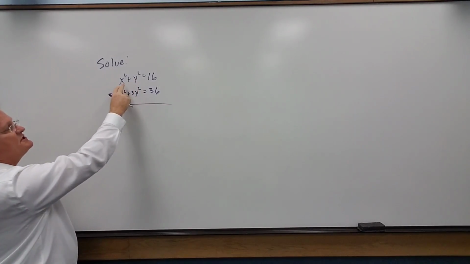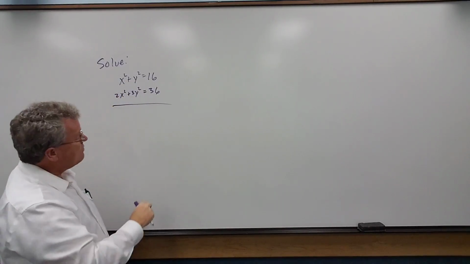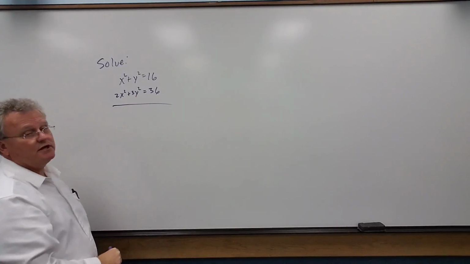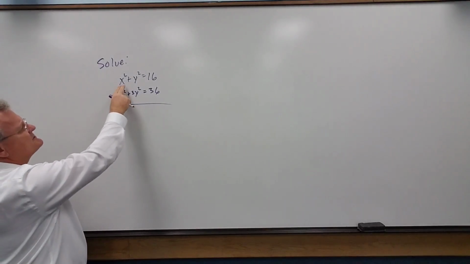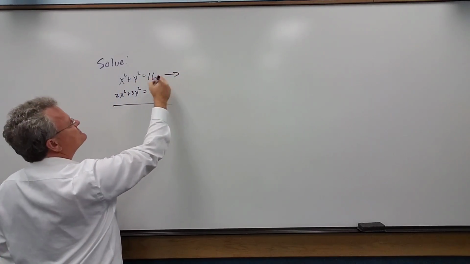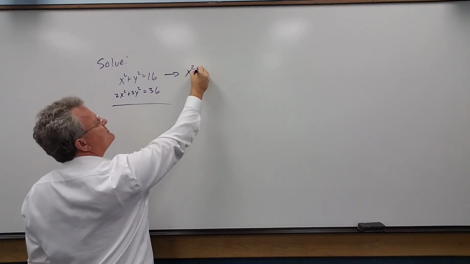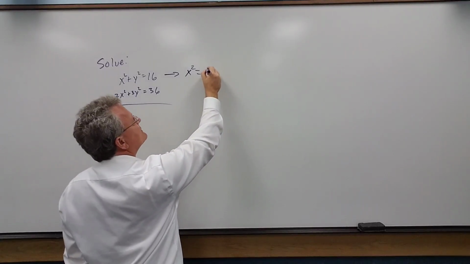So what I could do is either solve this equation for x squared and plug it into here, or I could solve this equation for y squared and plug it into here. I'm going to solve for x squared. So this first equation, when I subtract y squared from both sides, we get x squared equals 16 minus y squared.